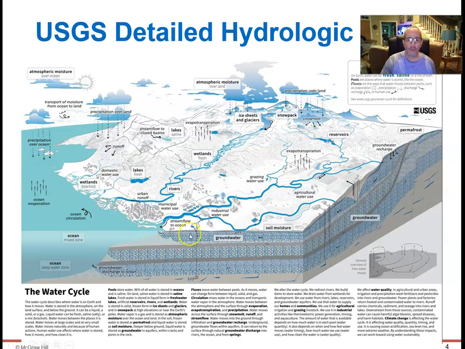And you can see here there's different types of groundwater, different types of aquifers down here. So the water under the ground, the body that it's in, is called an aquifer.